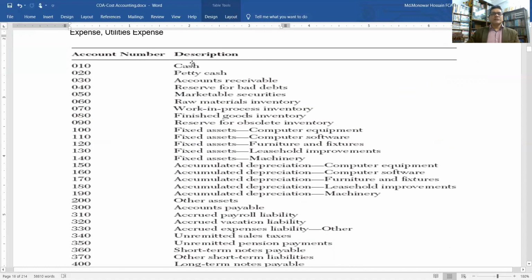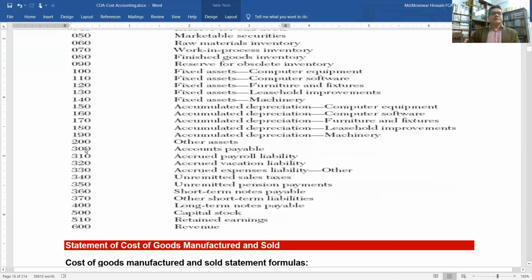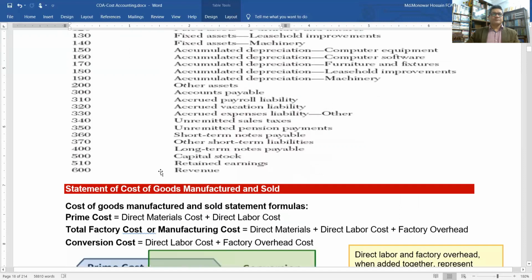So here look, every ledger item has a specific number, from 1 to 2, etc. 1 is the asset, and 2 is the liability, and if you see, 4 is the revenue, 5 is the expense, etc. It can be done in your own way.